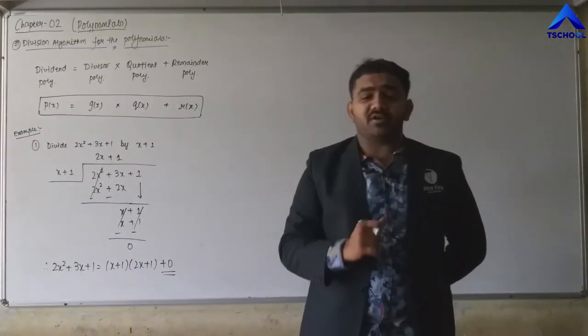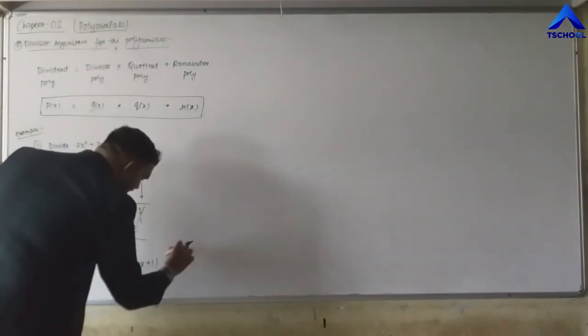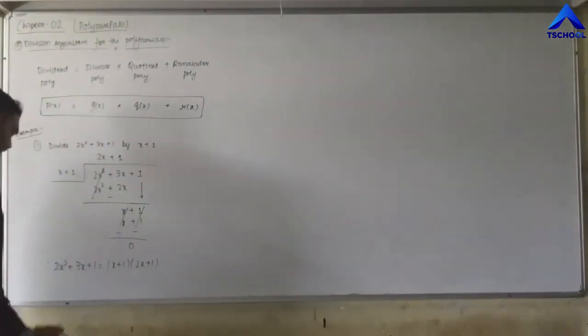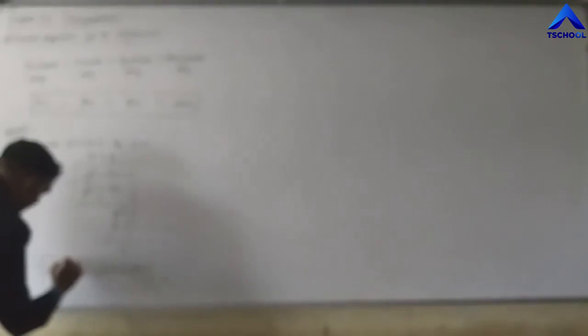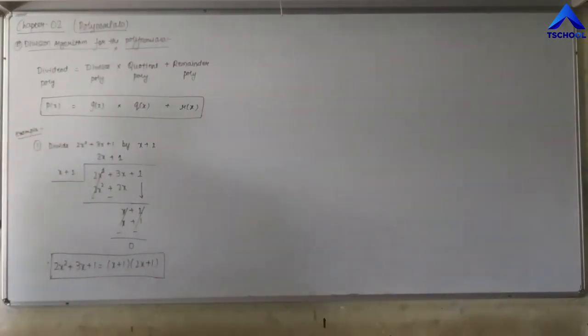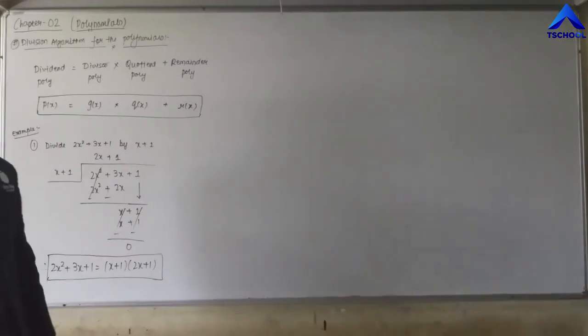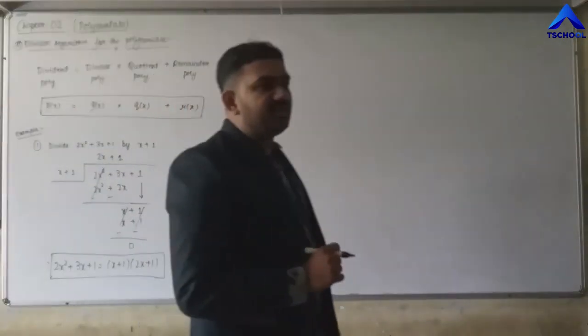But if it is not available to us, then we are not going to write anything over here as remainder, and hence the division algorithm is 2x square plus 3x plus 1 equals x plus 1 into 2x plus 1. Basically, what does this mean? This means the factors of the given polynomial.